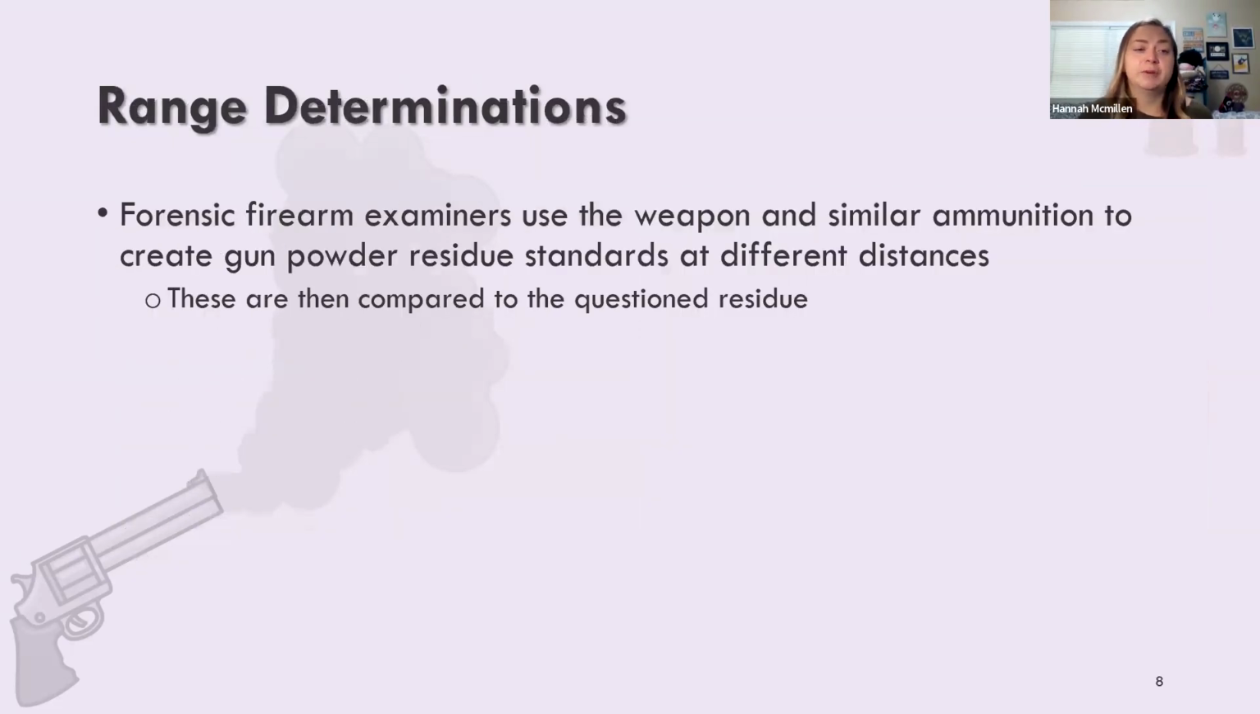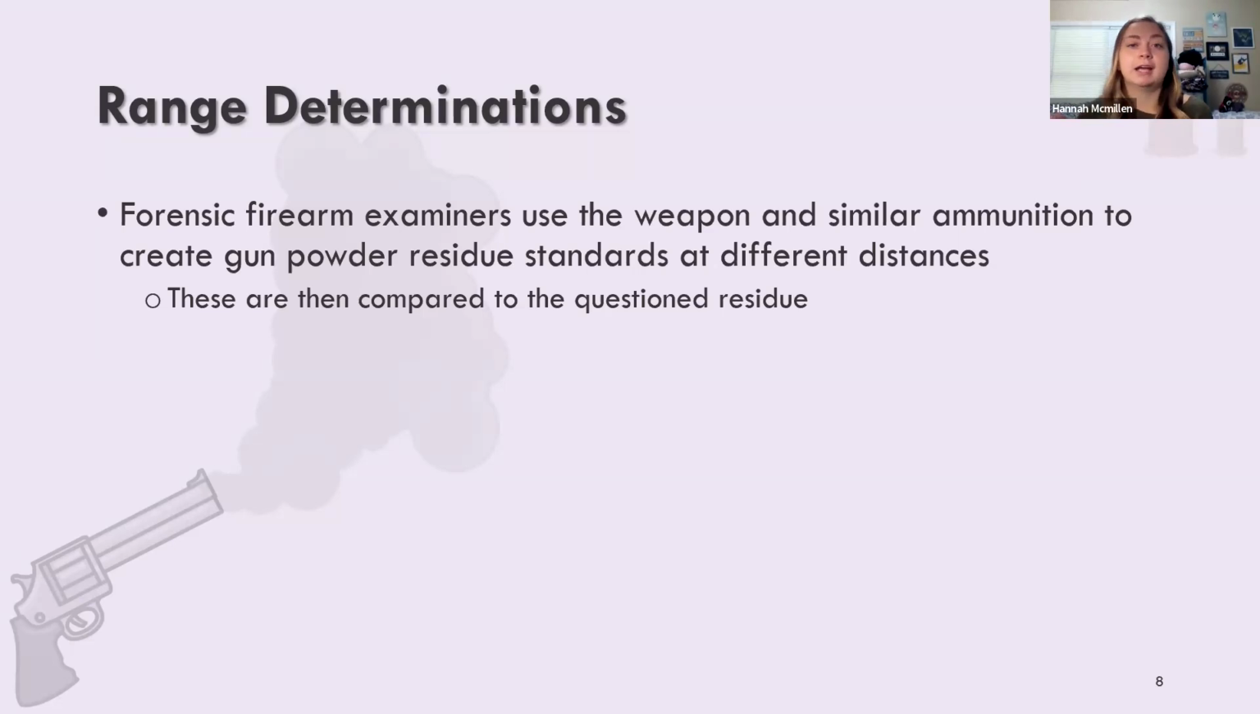So when it comes to range determinations, forensic firearm examiners use the weapon and similar ammunition to create gunpowder residue standards at different distances. These are then compared to the questioned residue. So what that means is we have to have a known firearm that we suspect fired these projectiles on scene. Okay, so when we have a known standard of that firearm that we believe is our suspect firearm, then we take whatever ammunition is similar to the ammunition that was fired on scene, and we'll shoot in the crime lab from different distances.